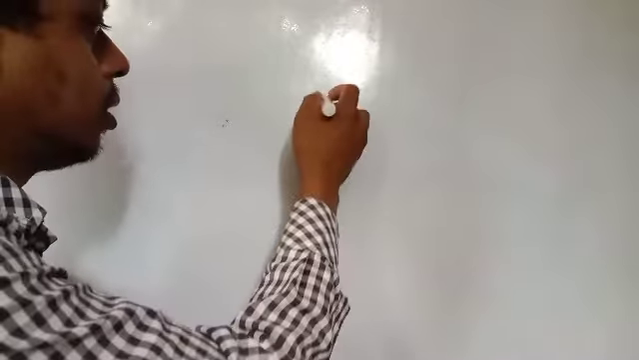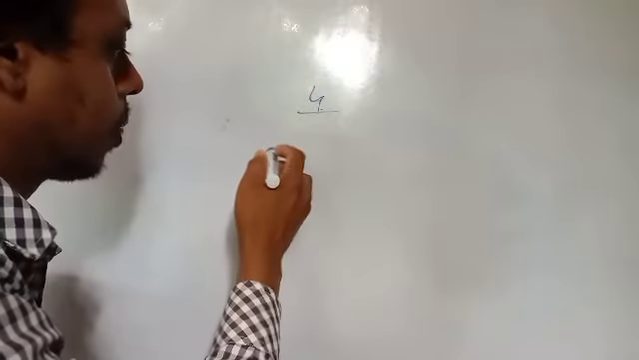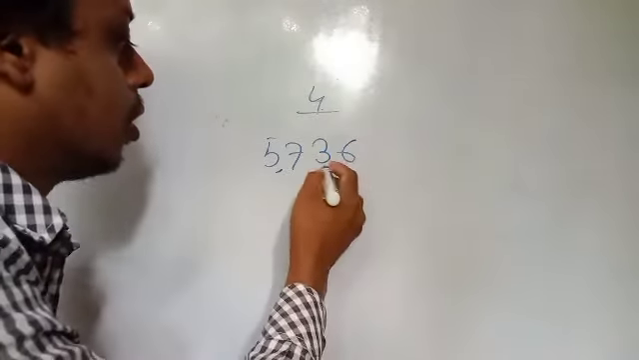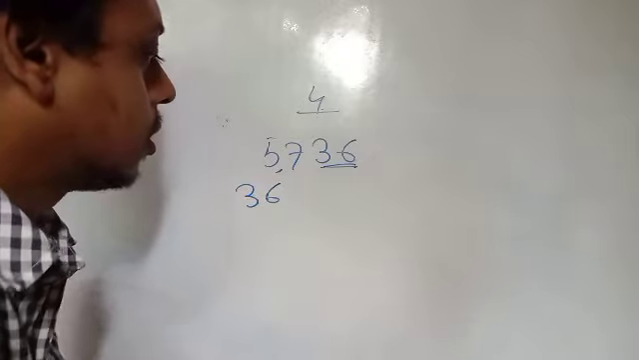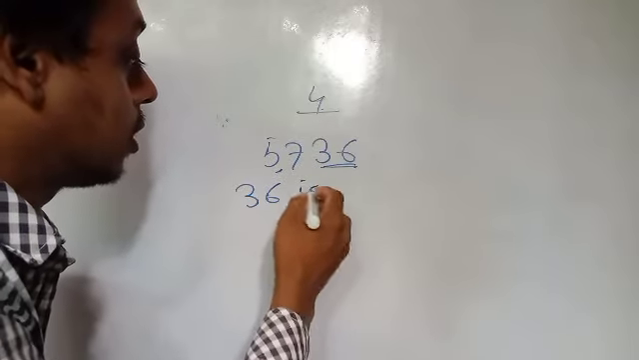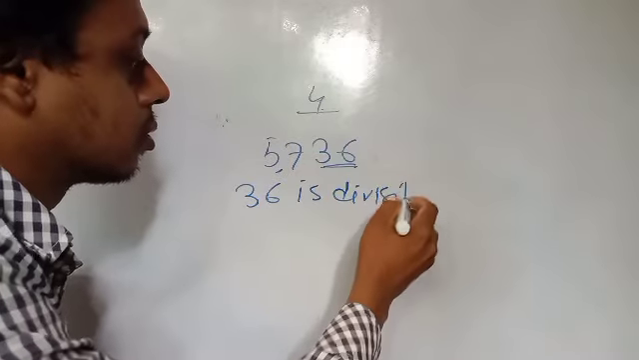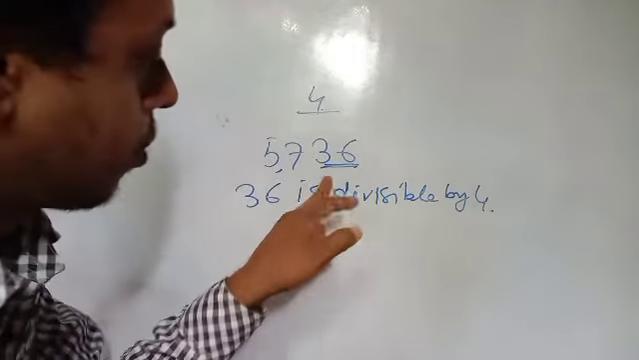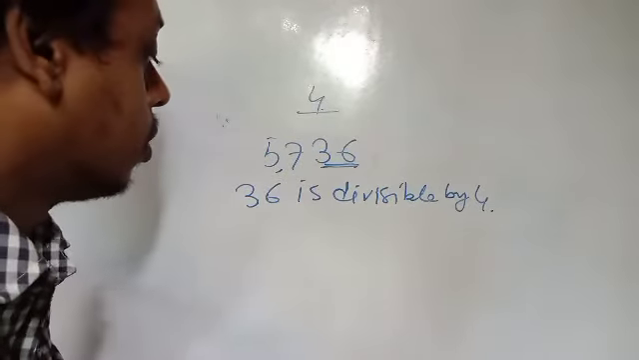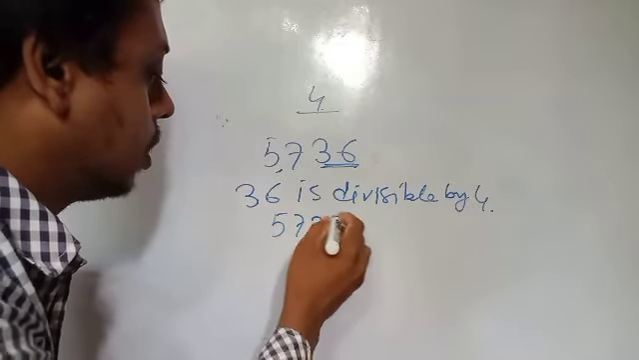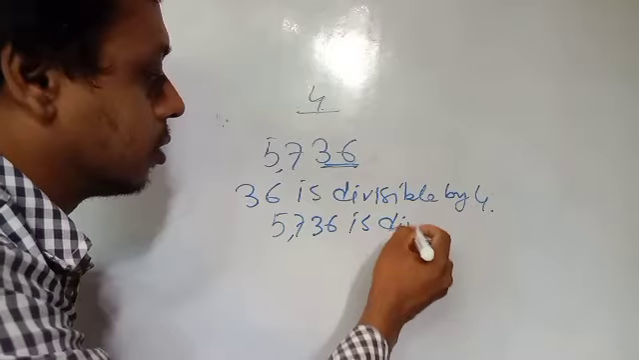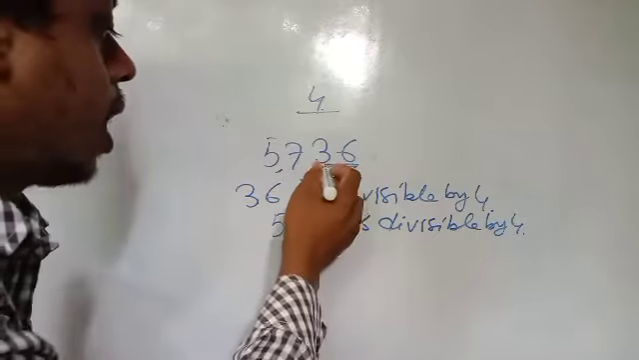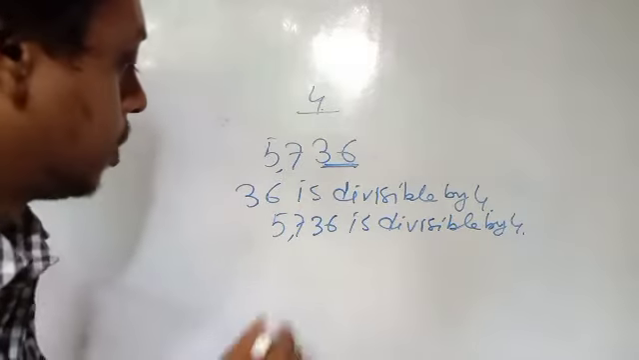Now, divisibility test by 4. Take 5736. Last two digits, 36. 4 nines are 36. So 36 is divisible by 4. So if the number formed by the last two digits, 3 and 6, is divisible by 4, then the number also will be divisible by 4. If the last two digits are divisible by 4, then the number will be divisible by 4.